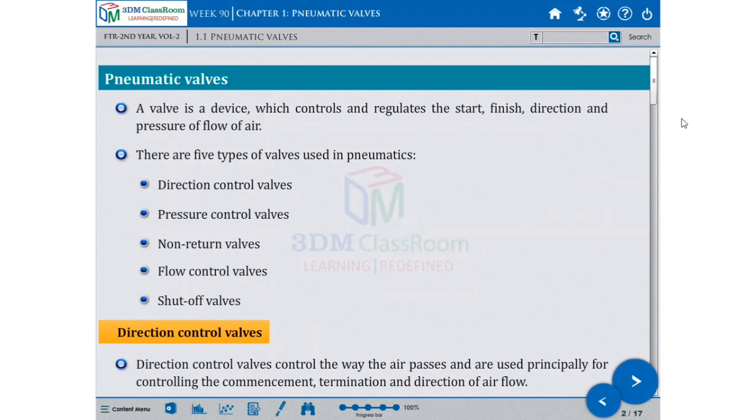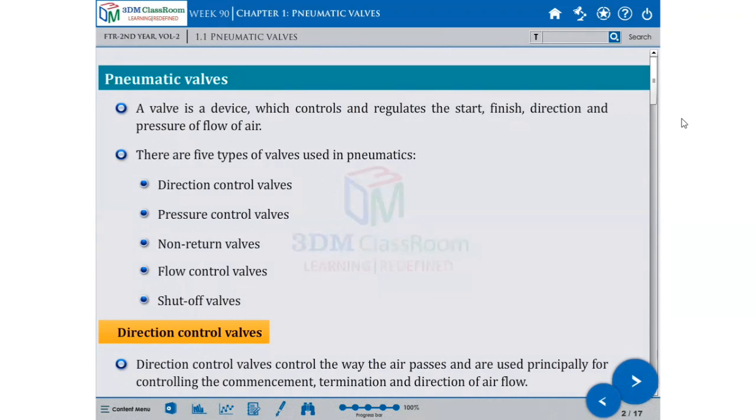Non-return valve. What is a non-return valve? We discussed it in the plumbing case. If there is a flow in one side, it will allow flow in that same direction only. If the flow suddenly stops, the flapper comes back onto the valve seat. Whatever liquid was on that side will not come back, because it hits the valve seat and the valve closes.